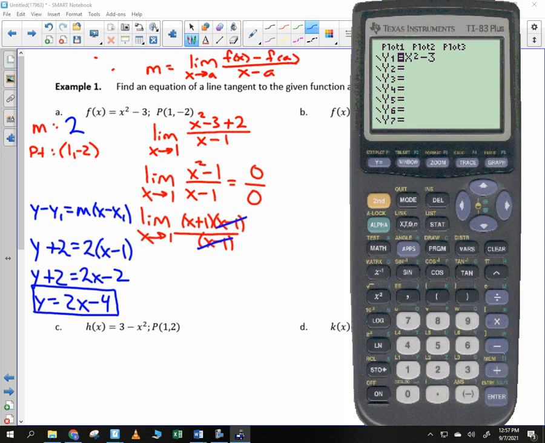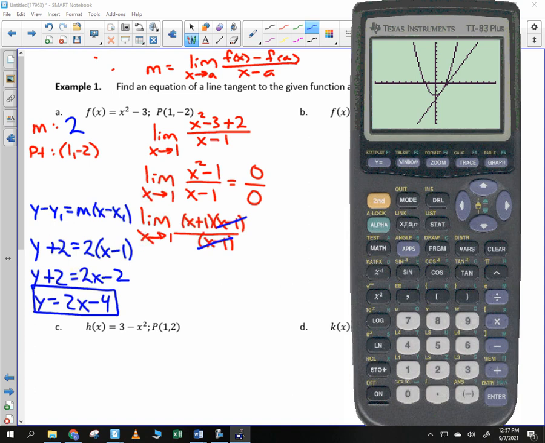So what I do is I type in the function x squared minus 3, and then I type in the tangent line, 2x minus 4. And if this line is truly tangent to that one, then I should see it just brushing at one point. I'm going to hit zoom 6 or zoom standard, and there we get the x squared minus 3. And look at that line touching tangent right at the point 1, negative 2. I know I've done it correctly. Hopefully you find that somewhat impressive.